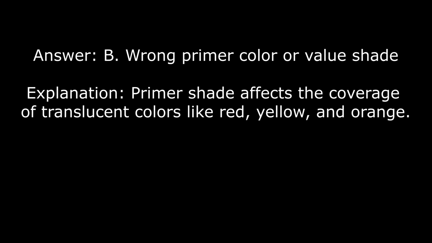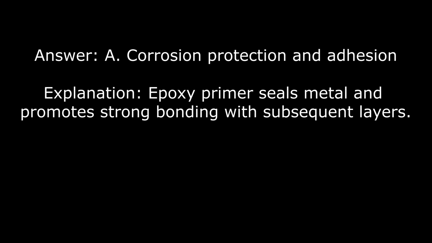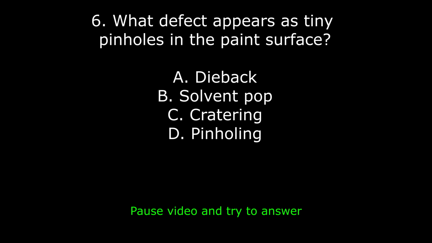4. A vehicle panel has poor color coverage even after multiple coats. What's likely the problem? A. Too low air pressure. B. Wrong primer color or value shade. C. Too high humidity. D. Wrong gun tip size. Answer: B. Wrong primer color or value shade. Explanation: primer shade affects the coverage of the topcoat.